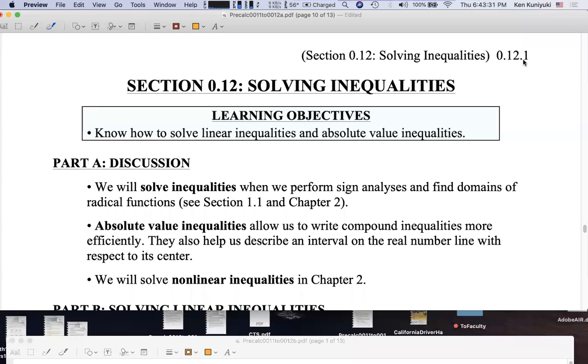Hi everyone, let's review section 0.12 on solving inequalities. Again, we're skimming. Read my notes.